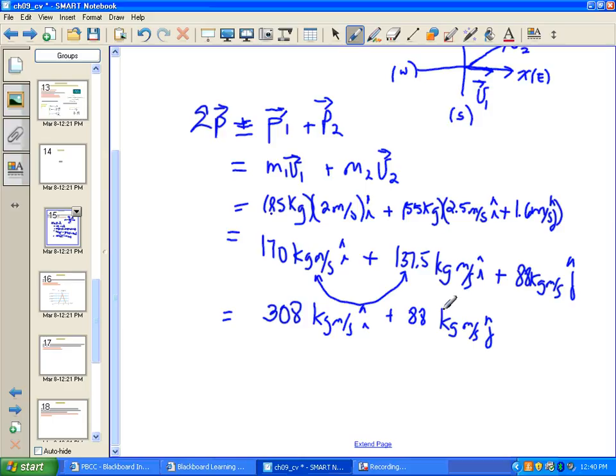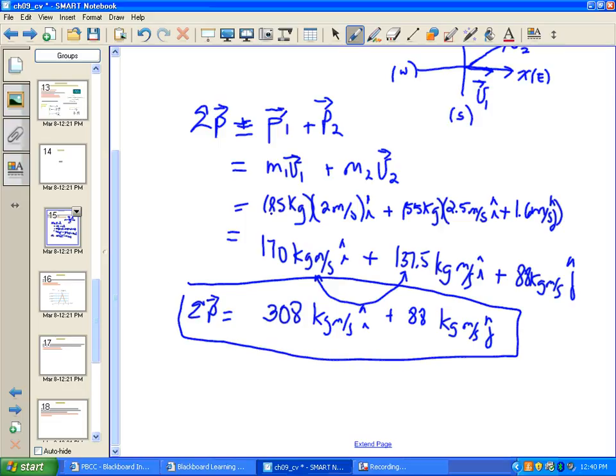Notice, by the way, that there is no abbreviation for the unit kilogram meters per second. It just simply is, and we're stuck writing it out whether we like it or not. In other words, we don't have a Newton or a joule or a watt that we can substitute to prevent having to write this product of units. All right, so that's the first question.